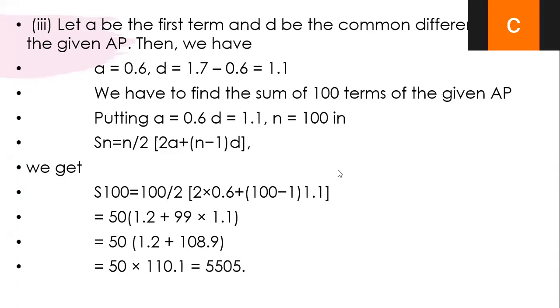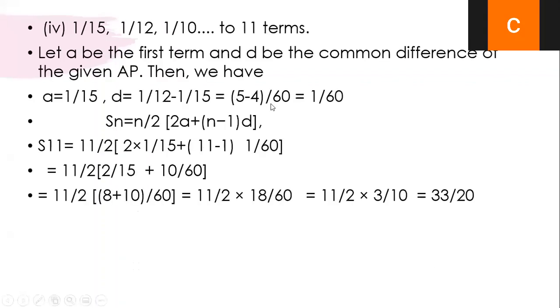Next sum. The four questions have covered everything: integers, natural numbers, fractions, everything. The answer is 33 by 20. Yes, ma'am. Have you all got 33 by 20, children? Yes, ma'am.